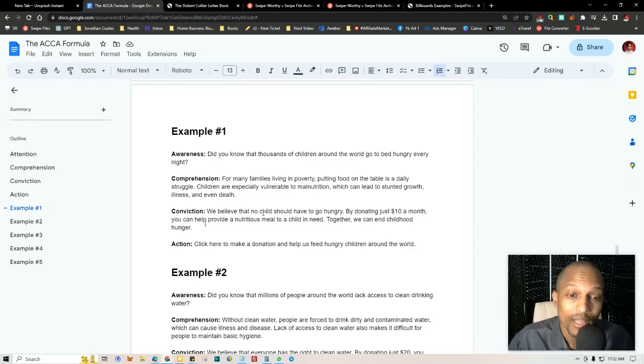Conviction. We believe that no child should have to go hungry. By donating just $10 a month, you can help provide a nutritious meal to a child in need. Together, we can end childhood hunger. Action. Click here to make a donation and help us feed hungry children around the world.